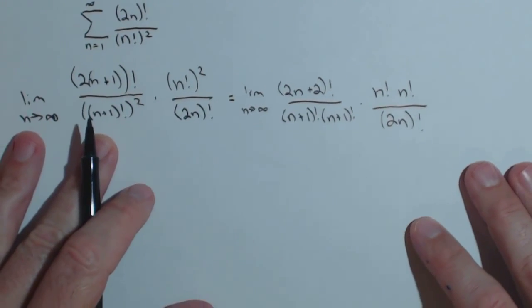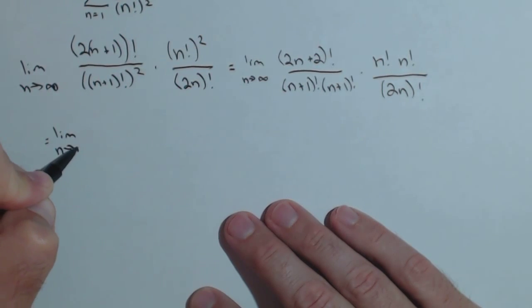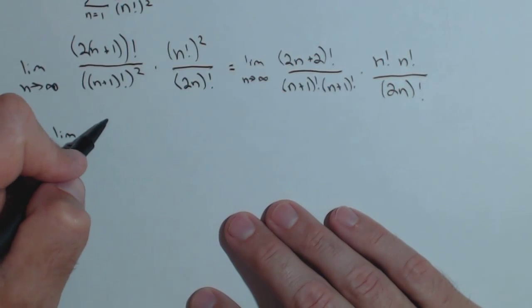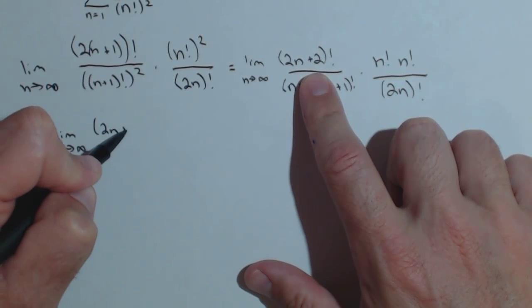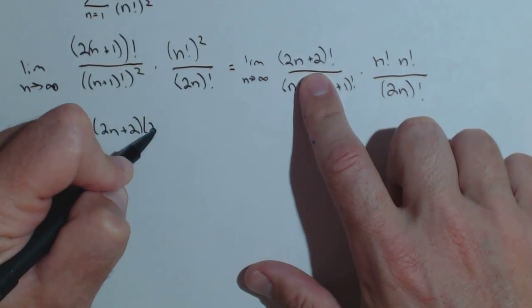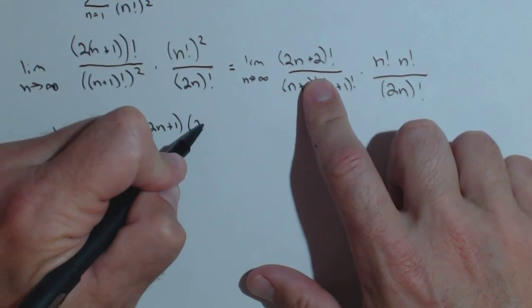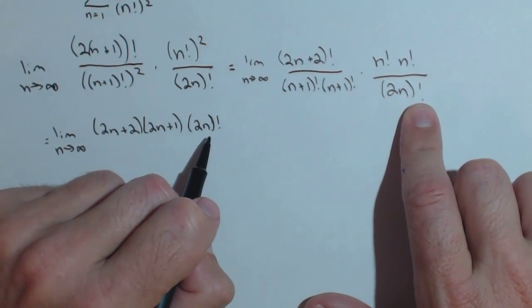So not much simplifying going on yet, but here's where we're going to start to really make our move. So limit as n goes to infinity. I'm going to start writing out these factorials until I see my canceling. What I mean by that, so when I rewrite this guy here, I'm going to have 2n plus 2 times 2n plus 1 times 2n factorial. I'm going to stop there because now I see my cancel.